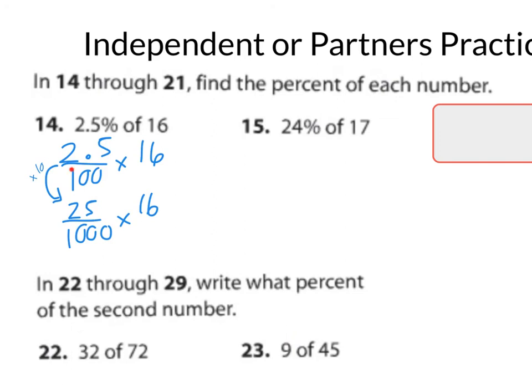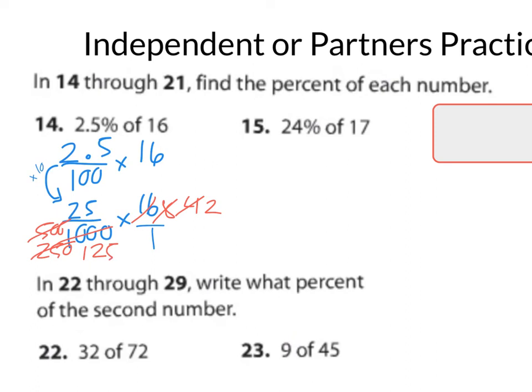For 14, I had 2.5% of 16. I wanted to get rid of that decimal, so I multiplied the top and the bottom by 10. Now I have 25 thousandths times 16. To simplify, I can divide 16 and 1,000 by 2. I have 8, and I have 500. I can divide them by 2 again, getting 4 and 250. And I can divide them by 2 again, getting 2 and 125.